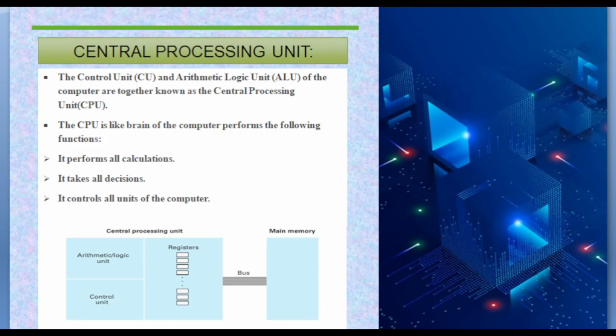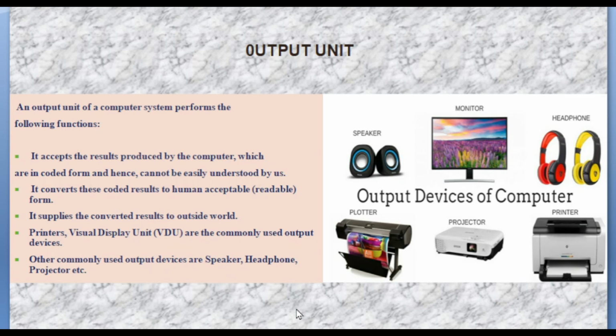Next is the central processing unit. The control unit and arithmetic logic unit (CU and ALU) of the computer are together known as the central processing unit. The CPU performs all the calculations, takes all the decisions, and controls all the units of the computer. You can see under the CPU there is the arithmetic logic unit (ALU) and the CU, and they are connected to the main memory with different buses.